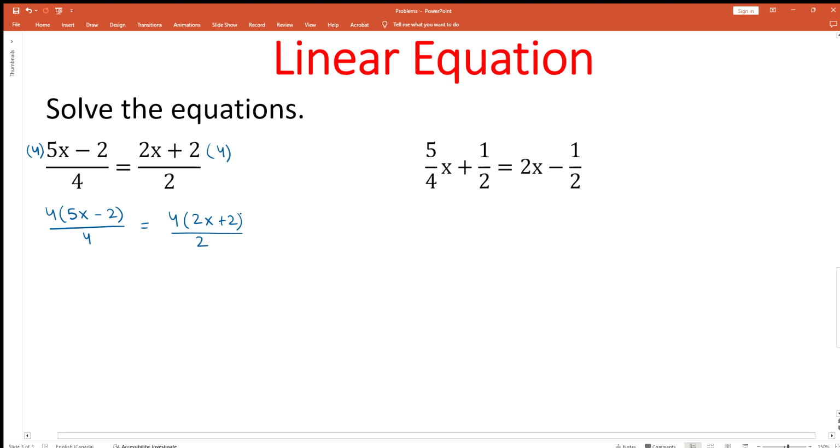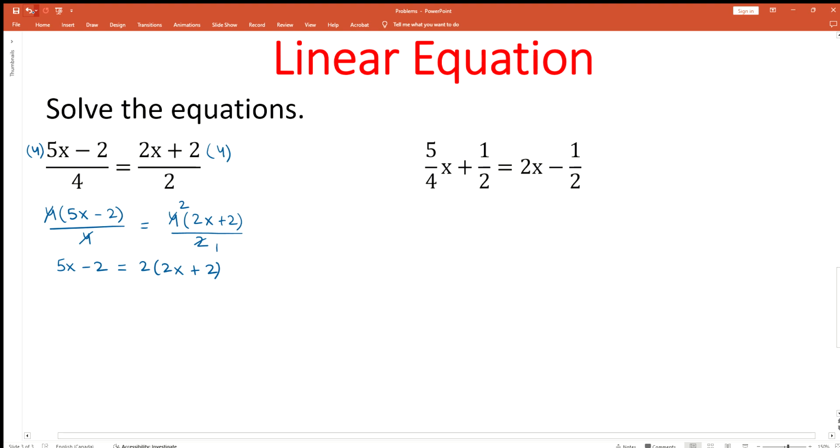So we should multiply both fractions by 4. Now we can reduce the terms in the fractions. On the left side, we can cancel out the 4's. On the right side, we can reduce 4 and 2. We have gotten rid of the denominators.